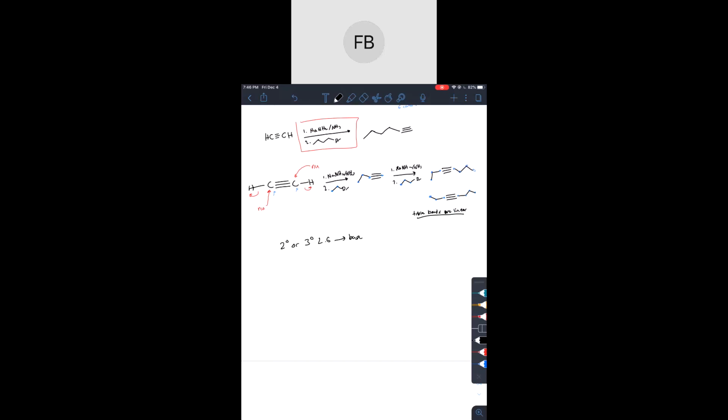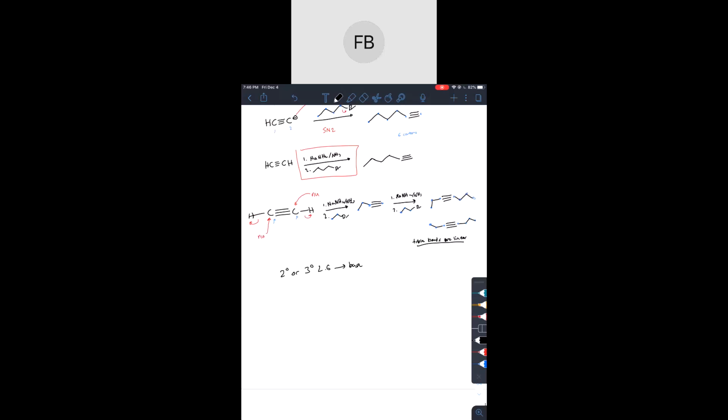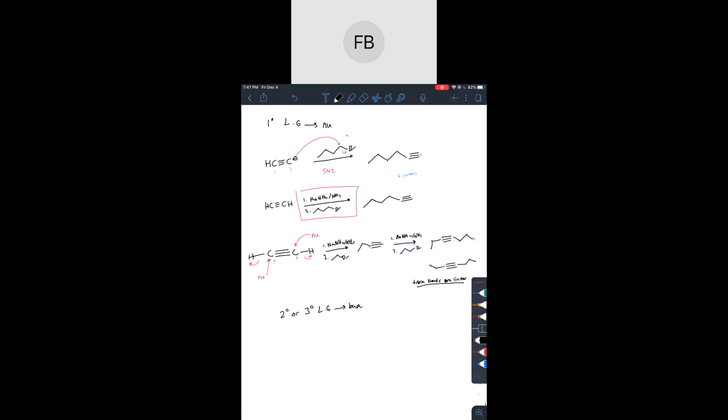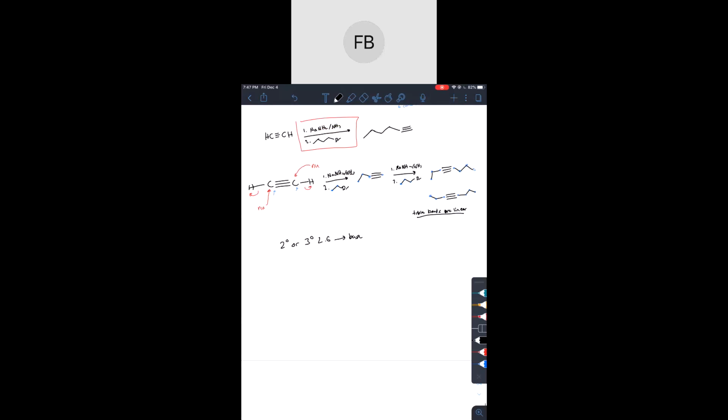So that was an example of dialkylation, and I just wanted to bring up that point about from now on I'm gonna draw all my triple bonds flat on either side because they're gonna be linear. So let's do this now.